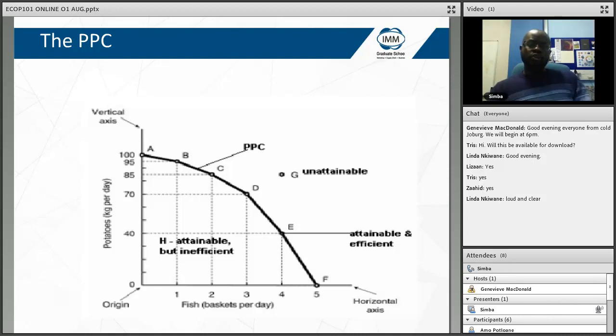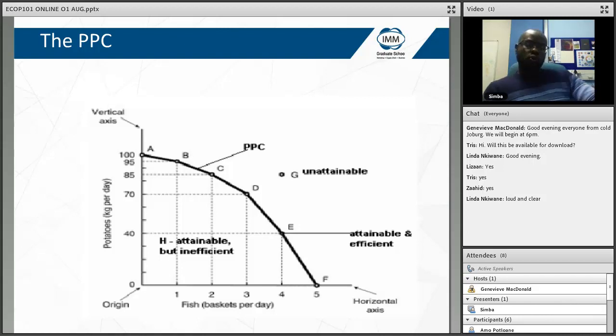Also, the shape of the PPC is concave, which is very important. If you go through your assignment, you're going to see that you have been asked to draw your curve using freehand, so that the curve should come out. It is important because it explains the concept of opportunity cost that will be increasing as you go down the curve. That is why it has to be concave. You cannot draw it as a straight line because it will not explain the concept that you want to show.